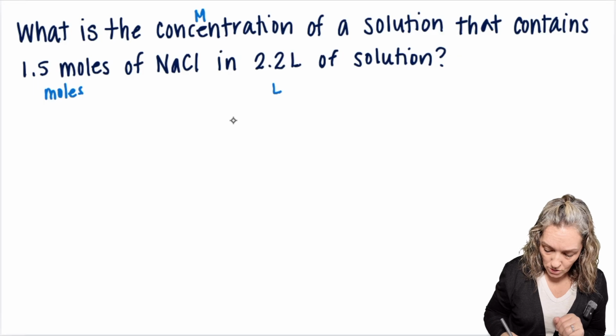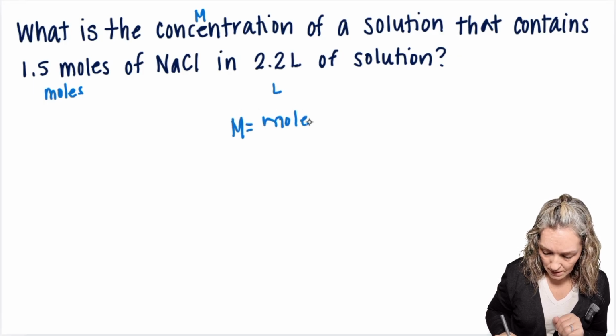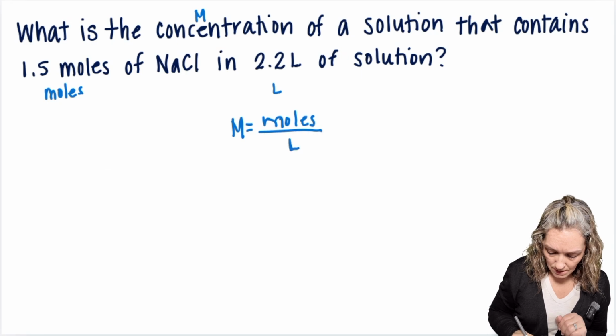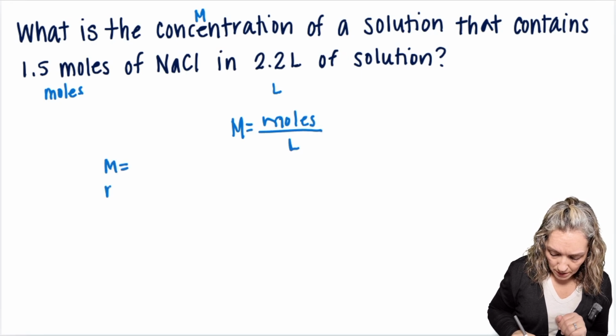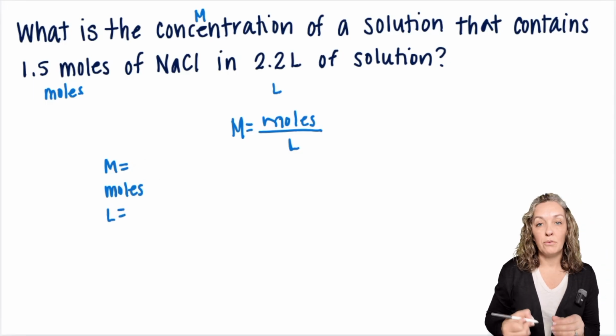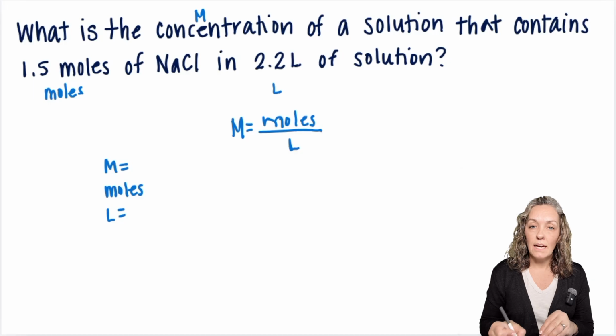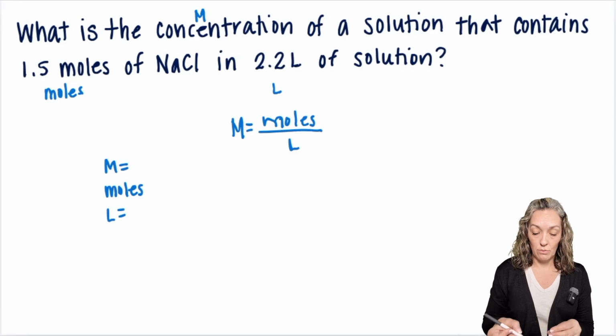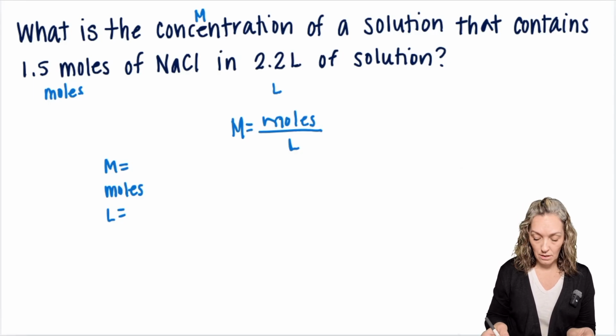I'm going to write the equation down. I'm going to use molarity equals moles over liters. I want to make sure that I list all of my variables out before I substitute in. This is my time where I can go back and make sure that I have the correct units before I substitute into the equation and solve.